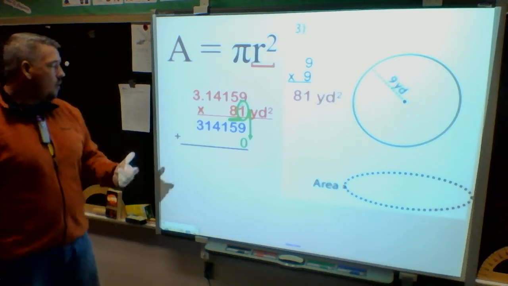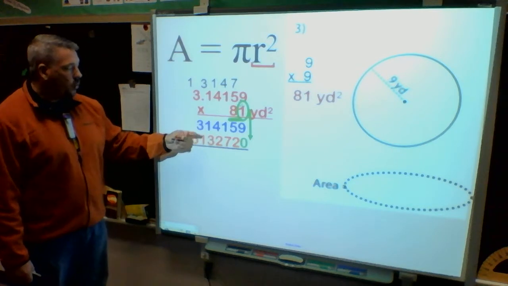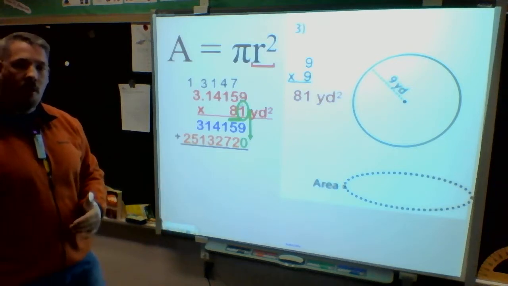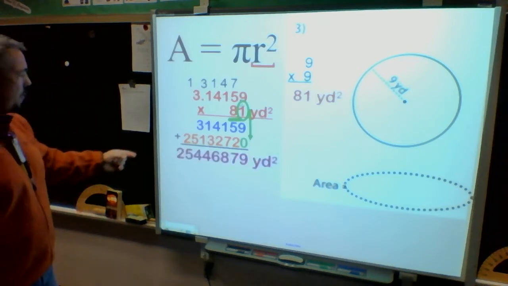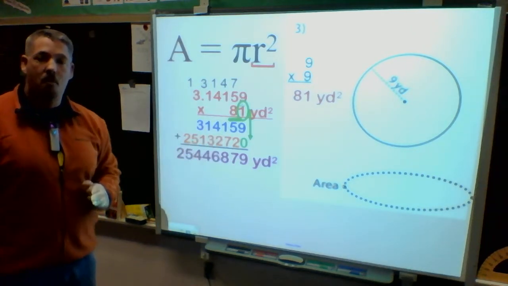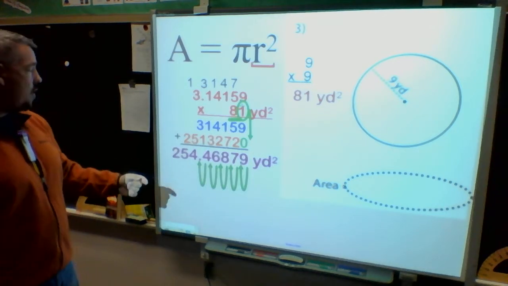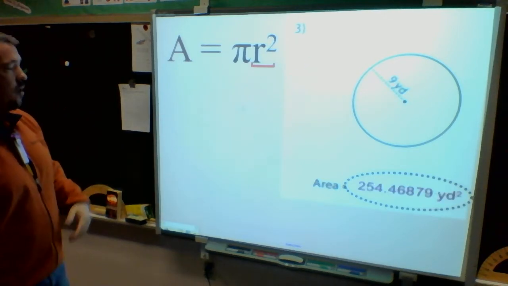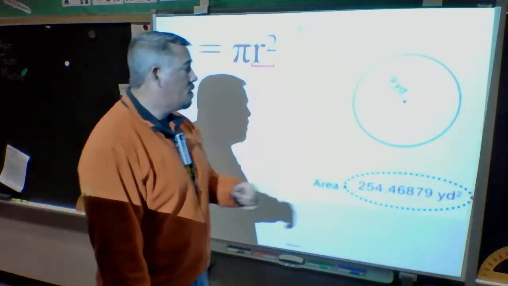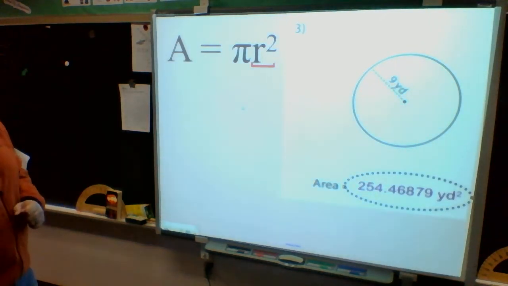Once again, my calculator helps me make sure that I do that correctly. I get 2513272. Everything needs to be lined up correctly so that you can do your correct addition then. And you end up with 25446879. 5 decimal positions in my multiplication problem. So I move from right to left 5 times. When I do that, then I know I end up with a final answer of 254.46879 square yards for the area of a 9-yard radius circle.